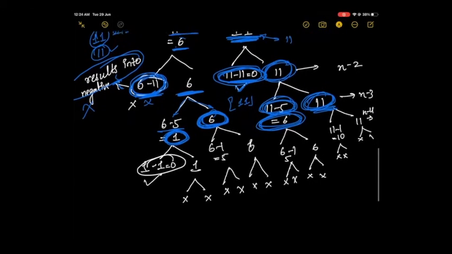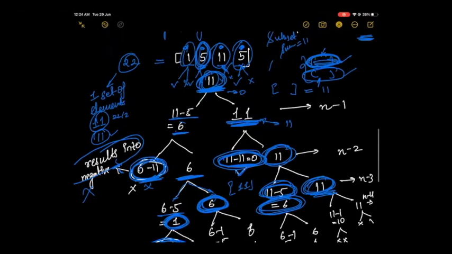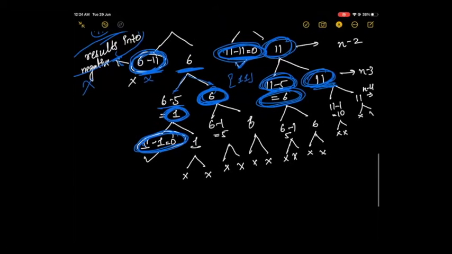Then we come to the last level. In the last level, what do we have? 1. So 1 can be considered or not be considered. If we consider it here, we get 0, which is the answer.